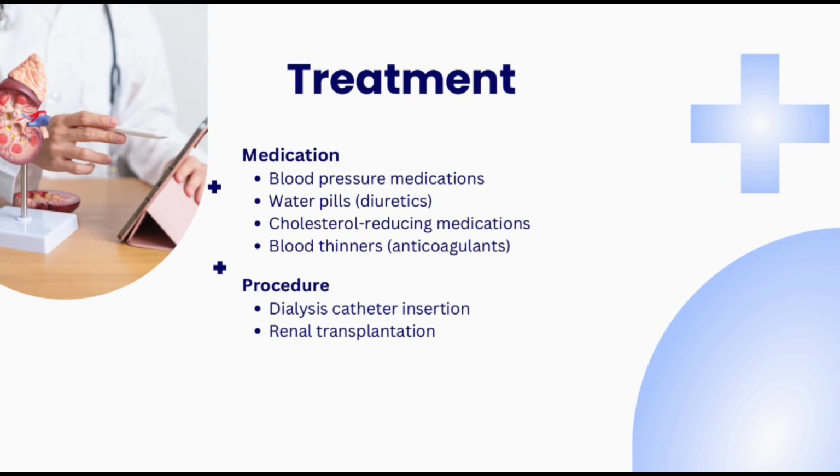So first is the medication, wherein number 1 is the blood pressure medications. So for example po nito is yung mga angiotensin converting enzyme inhibitors, which reduces blood pressure and the amount of protein released in the urine. The next one is the water pills or diuretics. So dito po nakakatulong ito to control the swelling by increasing our kidney's fluid output.